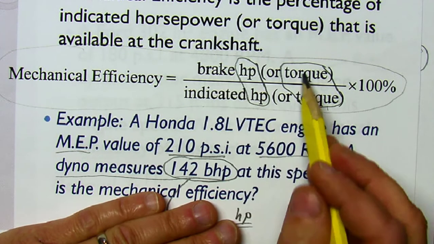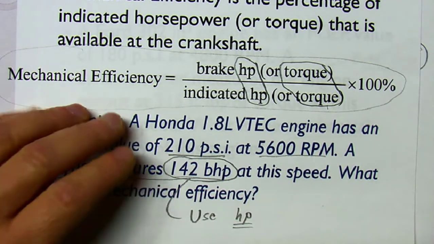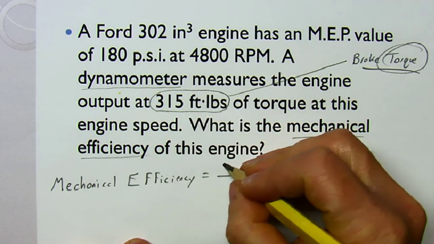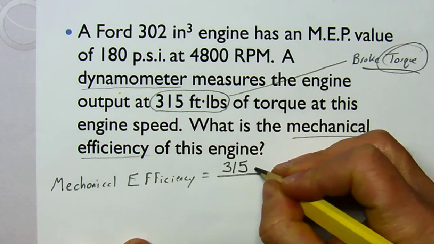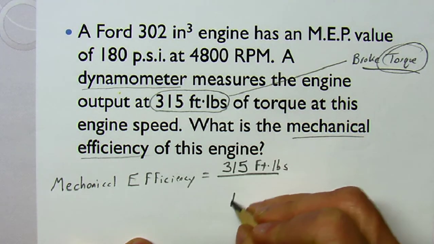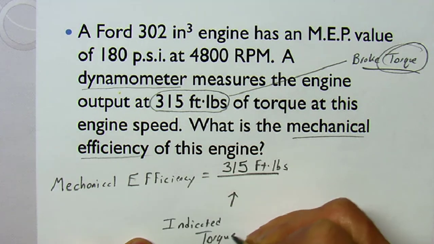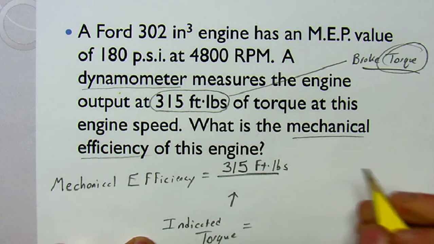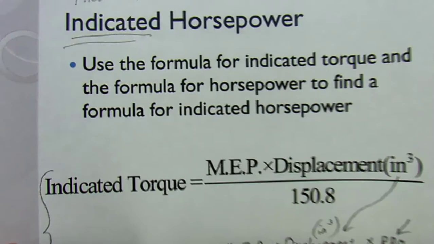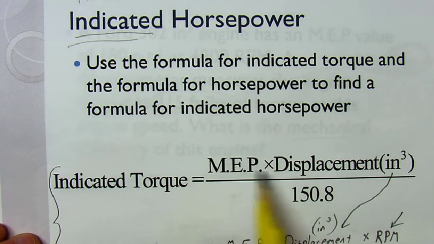Okay, brake torque divided by indicated torque for our case. So our brake torque, dynamometer torque, is 315 foot-pounds. And now we need to figure out the indicated torque. How much should the engine be making? Indicated torque, you've got this one on your sheet, I hope. Pressure times displacement divided by 150.8.